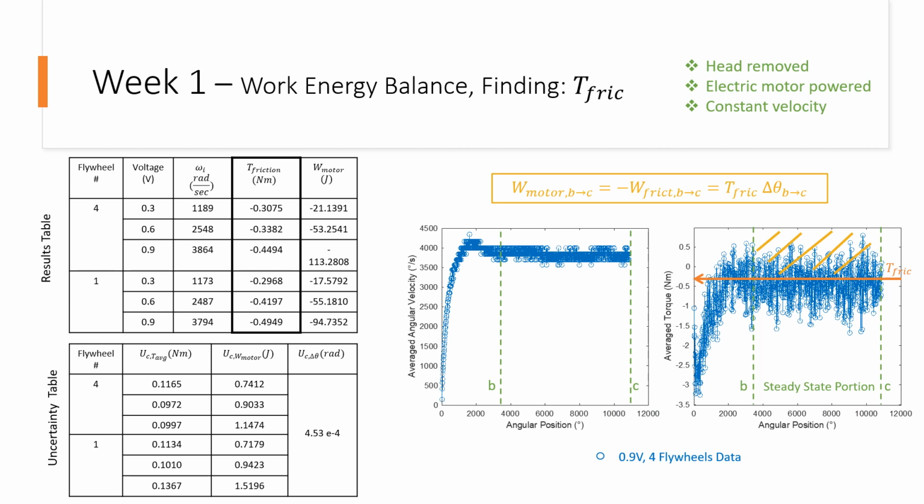By using these two calculations, we were able to determine the torque friction and its uncertainty, as shown in the table. Visualizing the plots of angular velocity and torques provides a better understanding of the system's behavior. The plots shown below represent the result obtained from a system with 0.9 voltage and 4 flywheels.